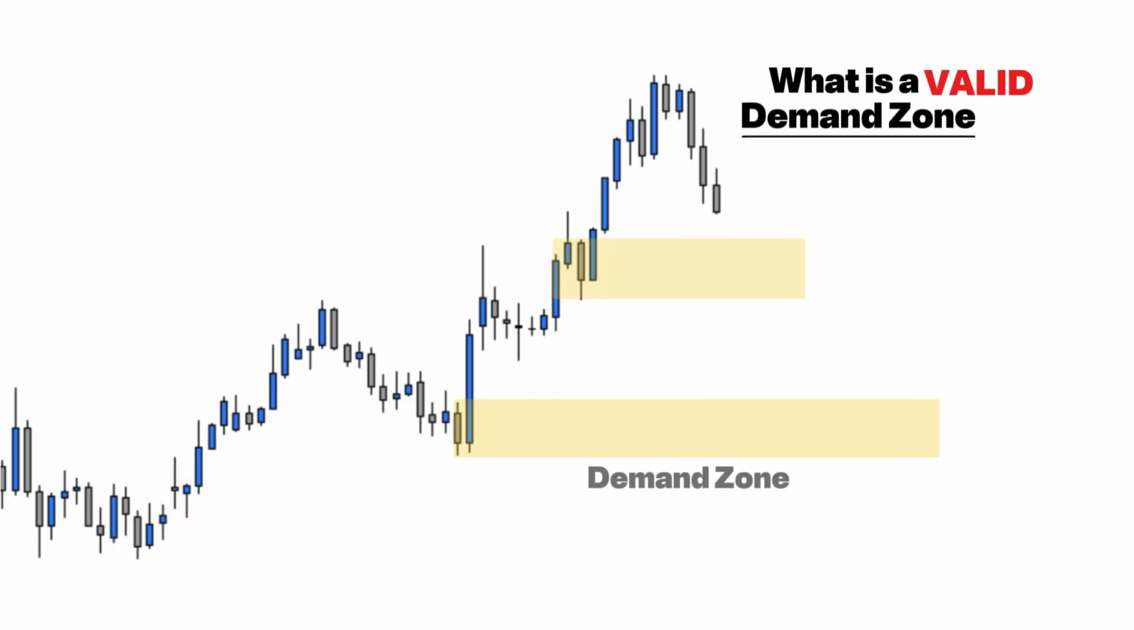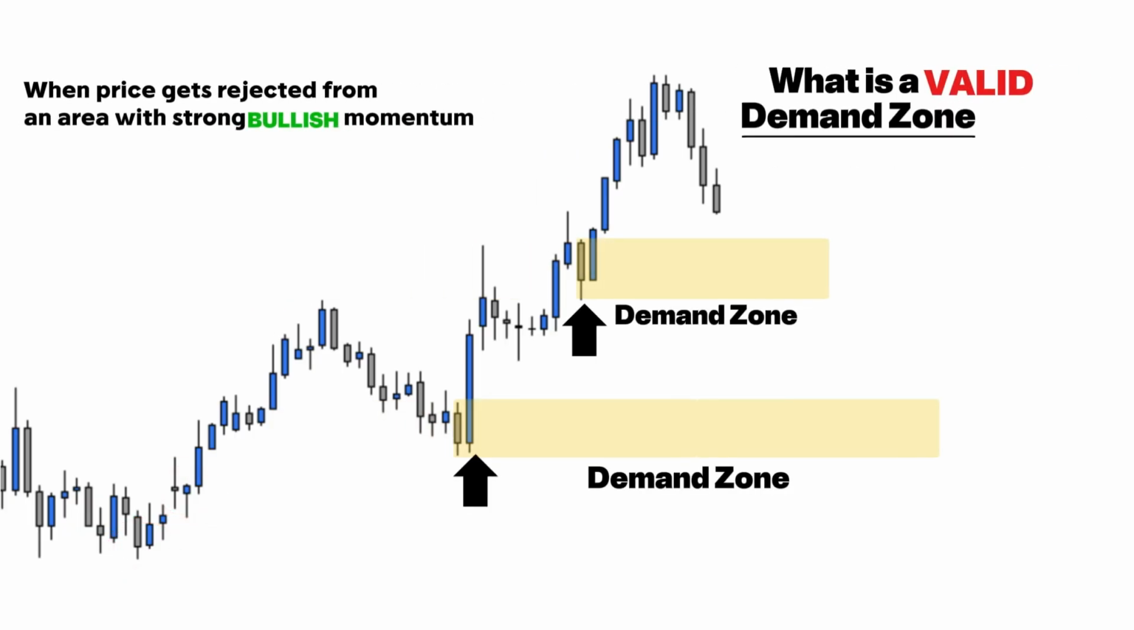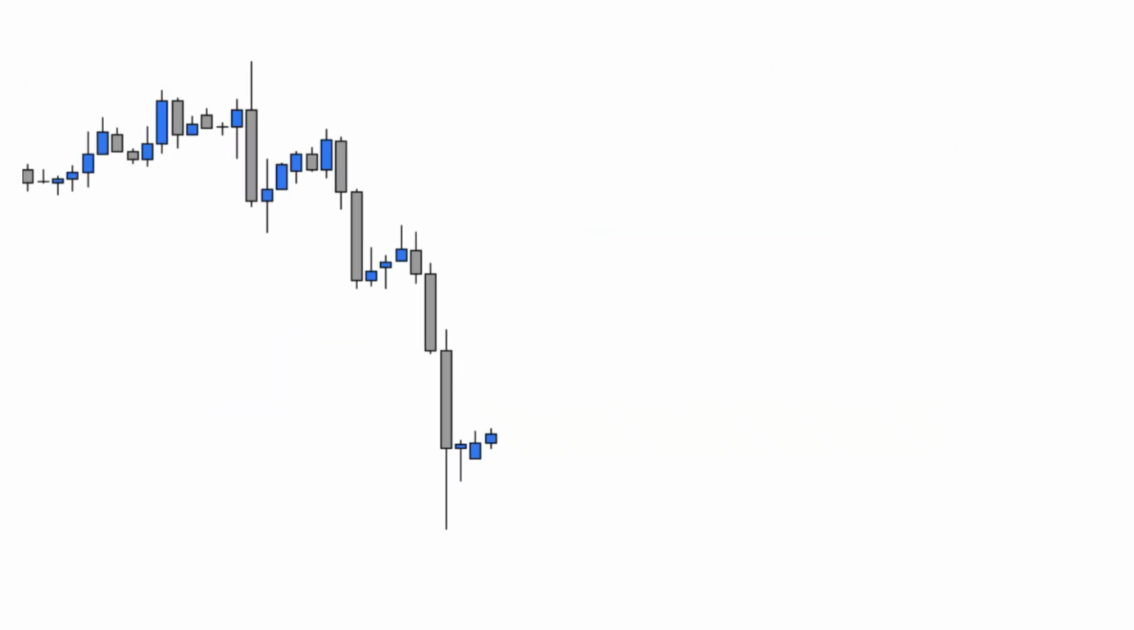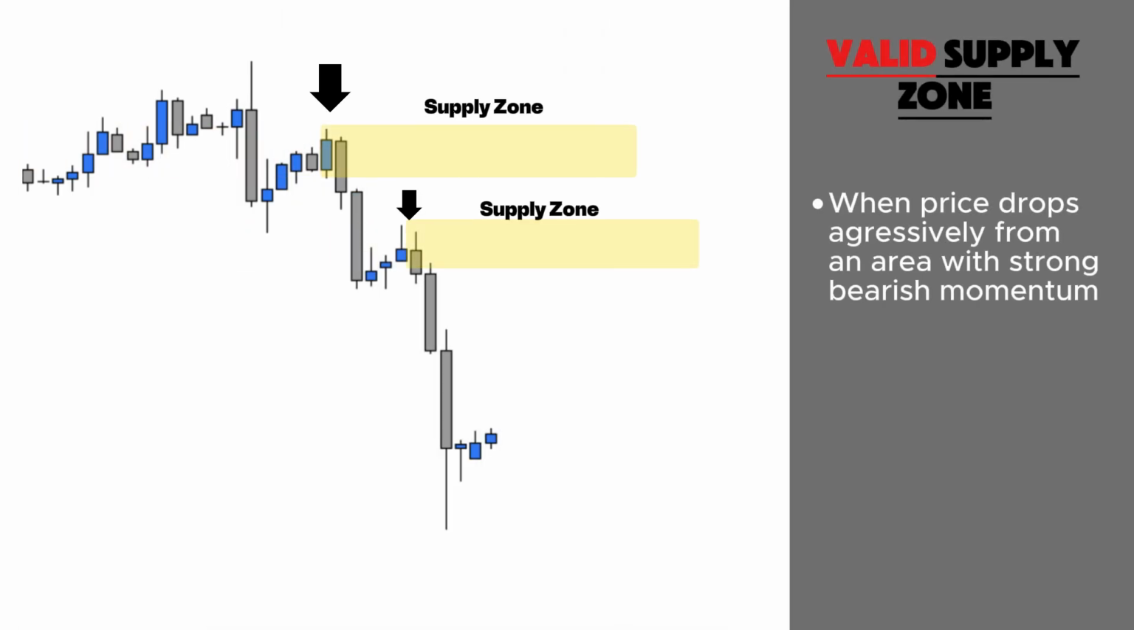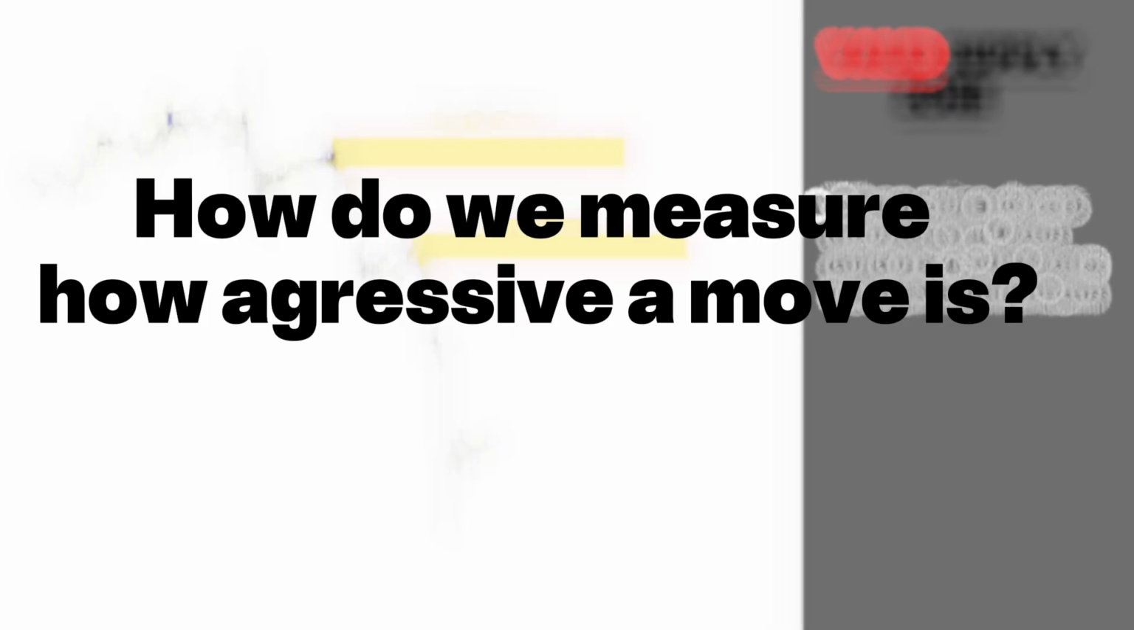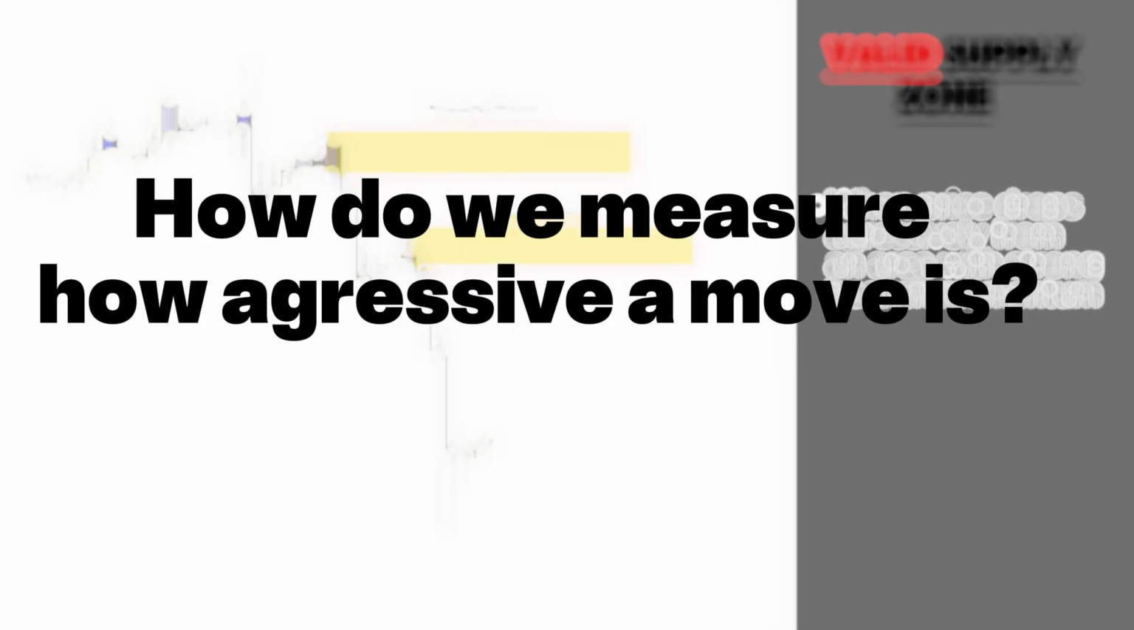A valid demand zone is formed when price leaves an area with strong bullish momentum, shown by large, impulsive candles. These momentum candles can suggest aggressive buying, which is typically driven by institutions, banks, hedge funds, essentially smart money entering the market with size. The same logic applies on the sell side. A valid supply zone forms when price drops aggressively from an area with strong bearish momentum, indicating heavy selling pressure from larger participants. So, how do we objectively measure how aggressive a move really is?